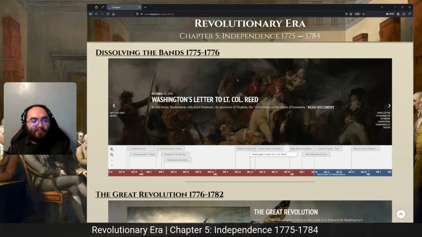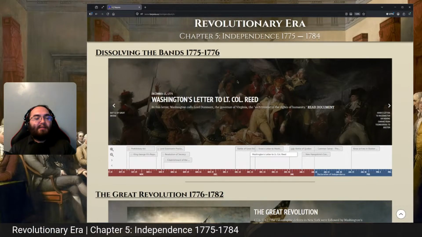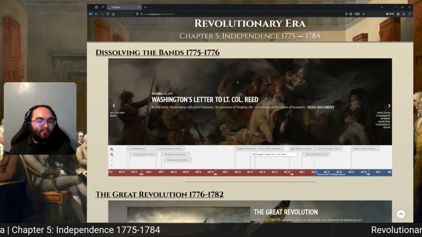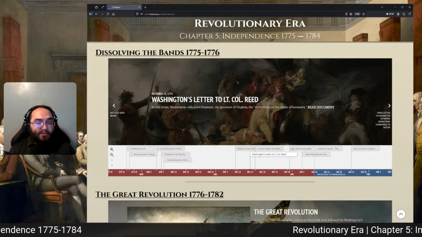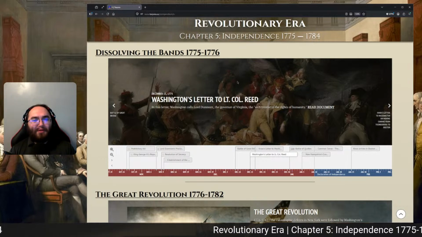Here's Washington's letter to Colonel Reed. In this letter, he calls Lord Dunmore, the governor of Virginia, the arch traitor of the rights of humanity.